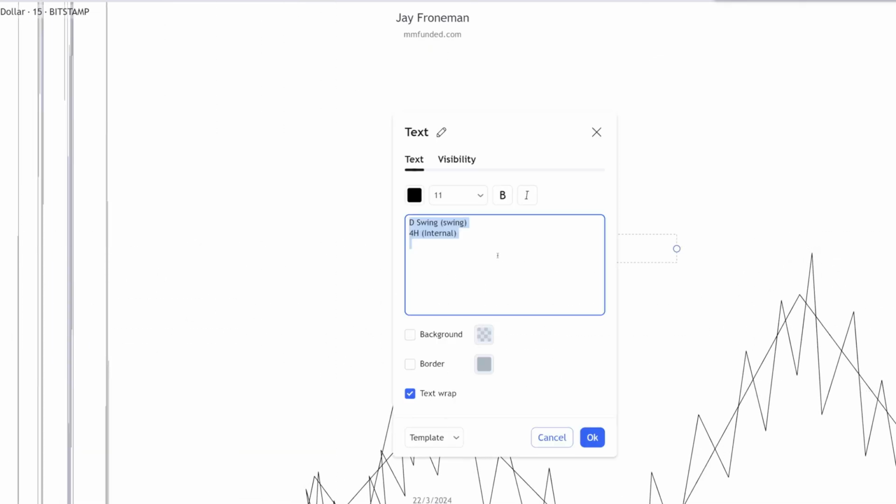And that leads us to our fractal structure being our M15, which is the fractal story of our daily time frame. So the 4-hour is the internal of the daily, the M15 is the fractal of the daily, which is also the internal of the 4-hour.